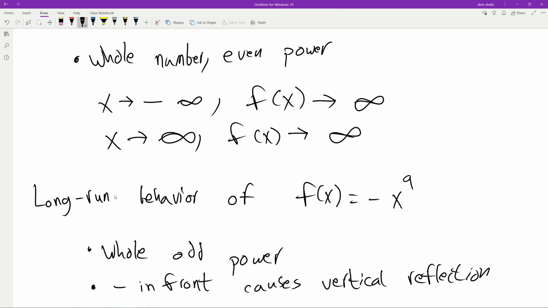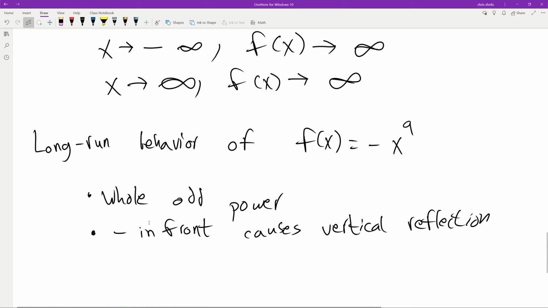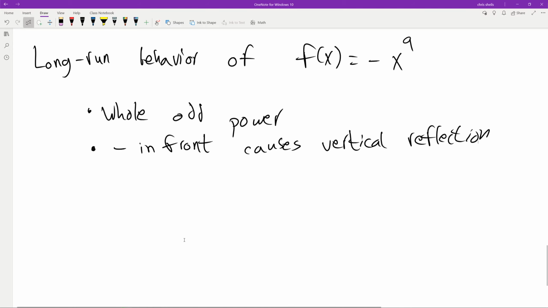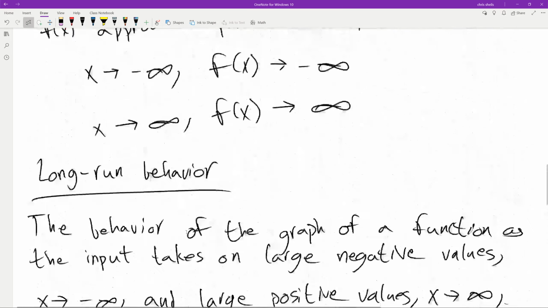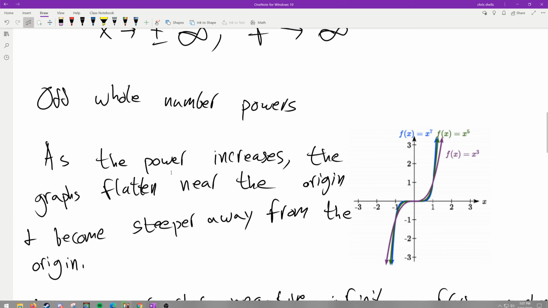So this means that as my inputs grow positive, my outputs are going to become negative. They're going to grow large in the negative direction. And as my inputs grow large in the negative direction, my outputs are going to grow large in the positive direction. So we see that it's going to be a vertical reflection of these graphs here, right?